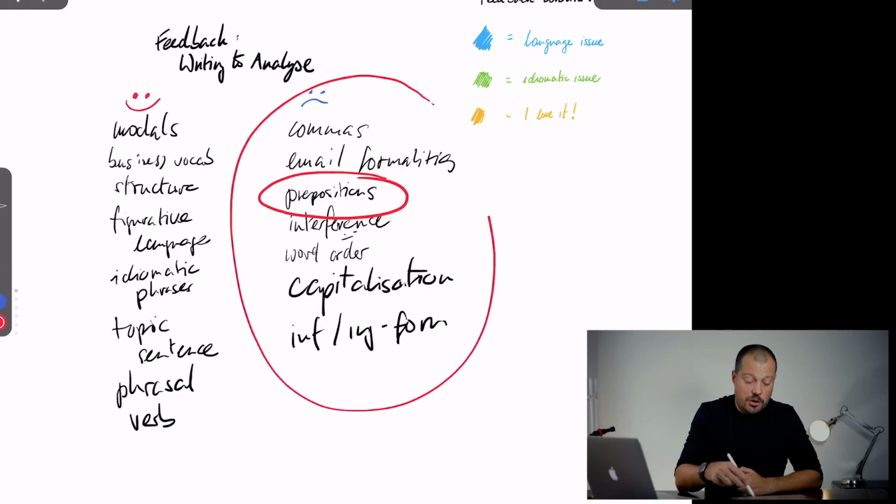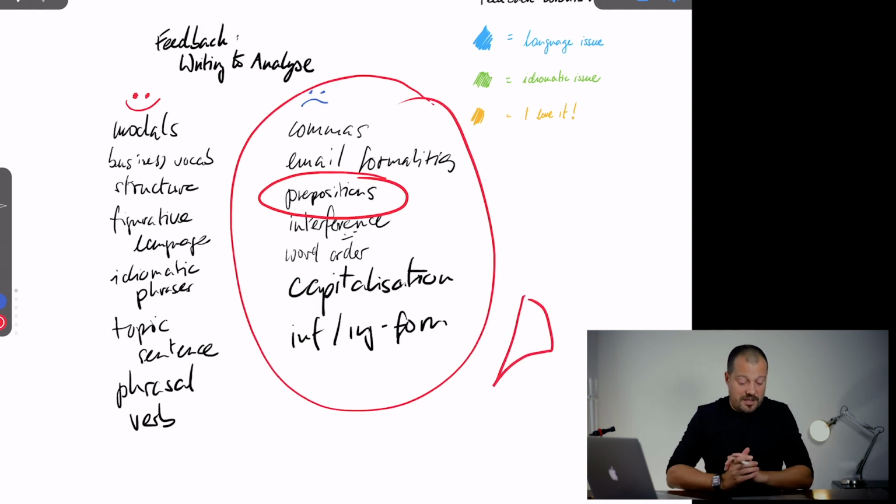We've got a sort of a little to-do list here: commas, email formalities, prepositions, interference, word order, capitalization, and ing and infinitive forms. I'll be integrating those topics into the lessons going forward. And today we have a lesson, we're going to start looking at some other examples of writing to analyse. You guys are experts by now. You're going to tell me which ones are successful and which ones are not. Looking forward to that. Our next topic will be writing to persuade. So we're going to look at how not just analysis, but persuasion is also very important in linguistic circumstances. Looking forward to teaching you that.